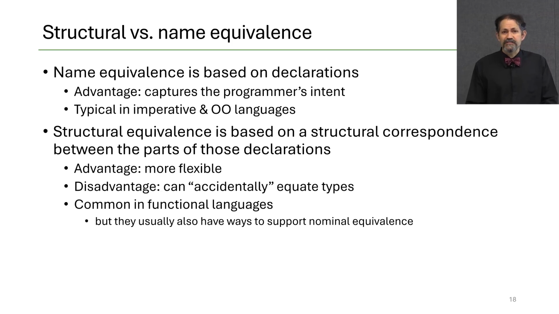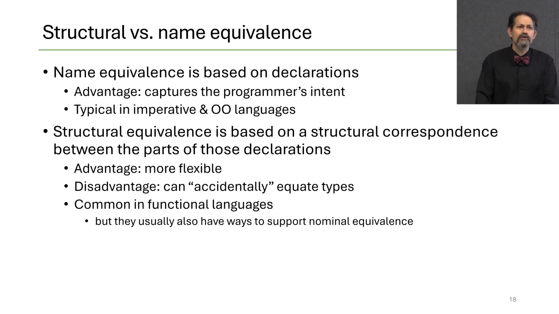Name equivalence is based on declarations. You declare a type, and you say whether it's equivalent to another type, but that it is stamping its own identity onto that type. The advantage of name equivalence is that it captures the programmer's intent well. This is a new type that I want to be distinct from others. Name equivalence is typical in imperative and object-oriented languages.